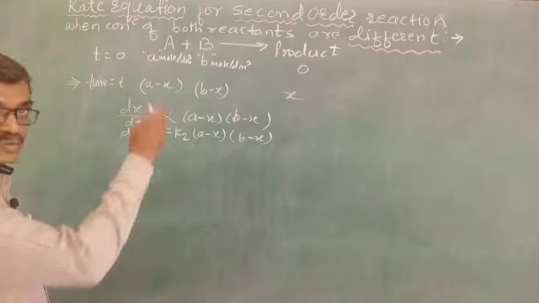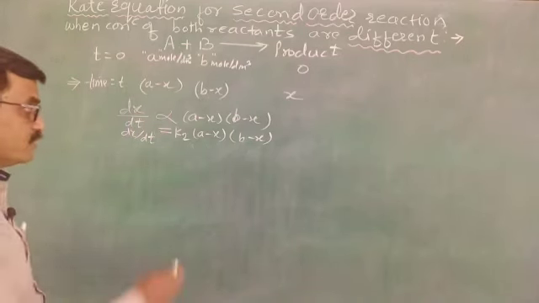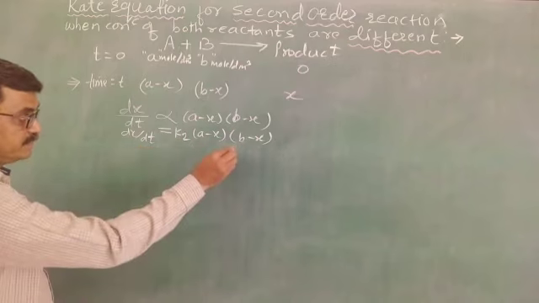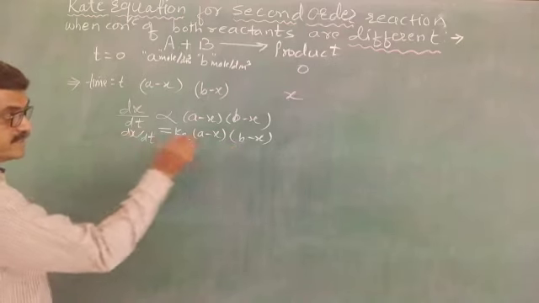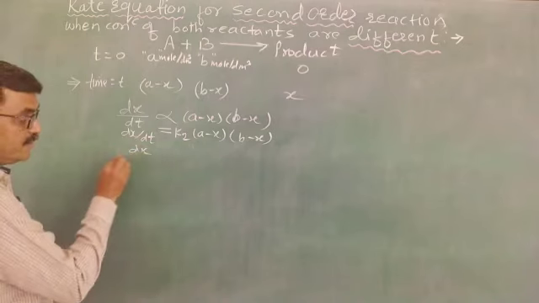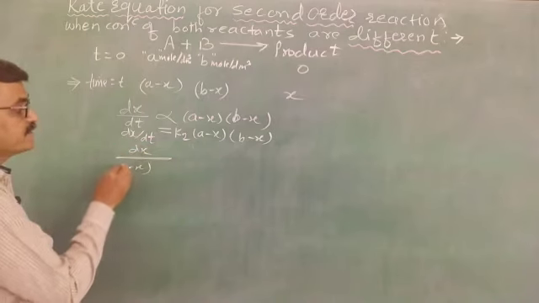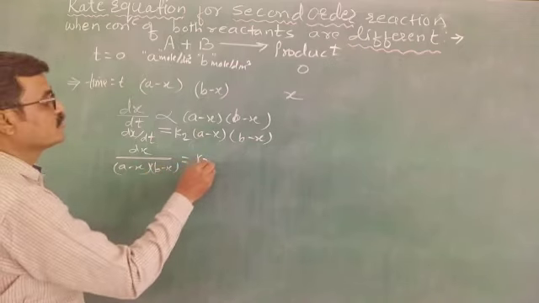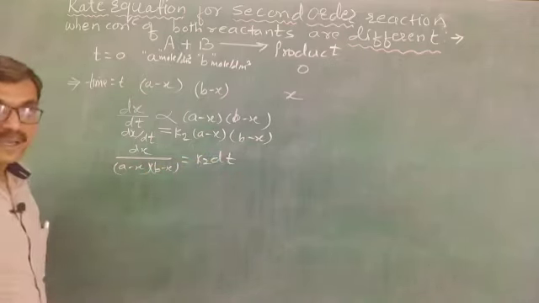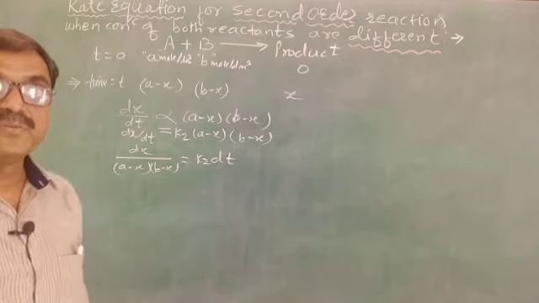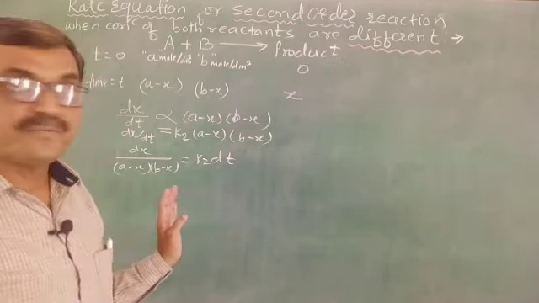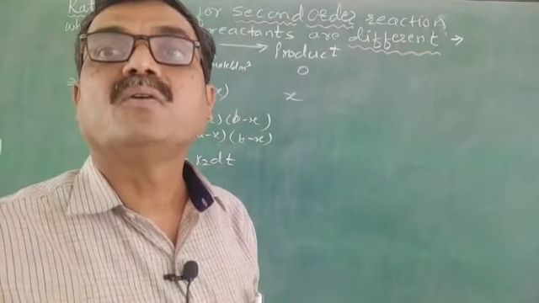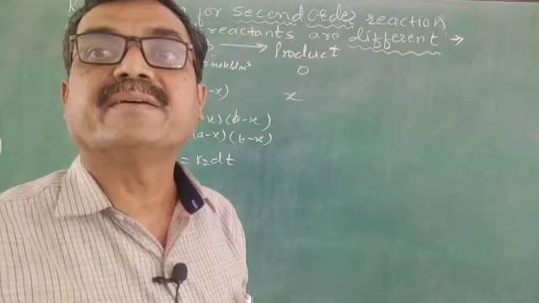Now, in order to derive the rate equation for K2, rearrange the above equation. Here, collect the terms of x, a minus x and b minus x, on one side. So dx upon (a minus x)(b minus x) equals K2 into dt. After rearranging, to solve further we have to integrate this equation.